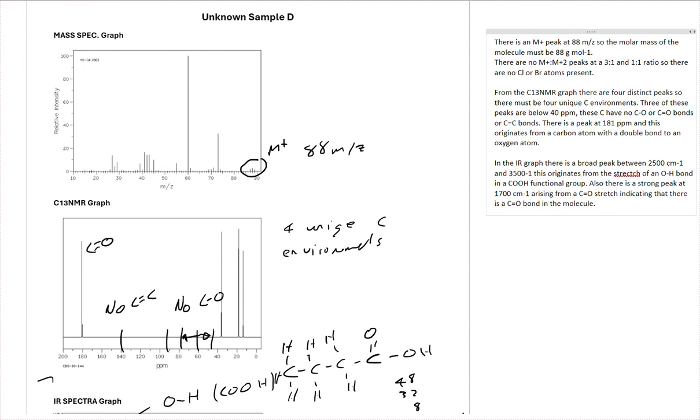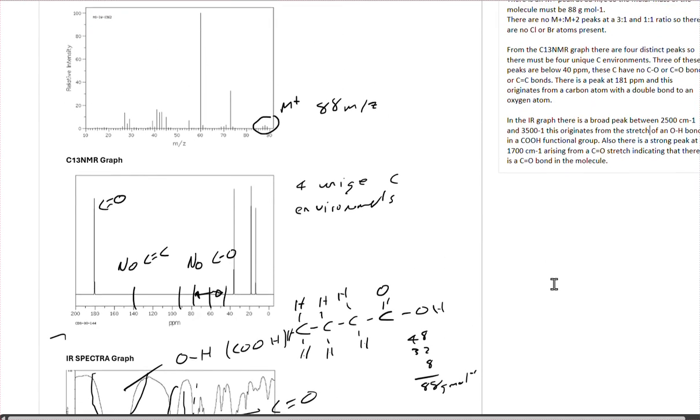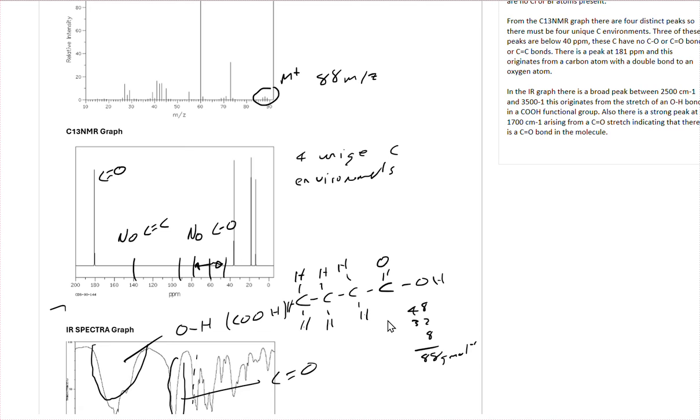Okay, so this is cool. We've got most of the information down here now. I don't think there's anything else we need to say. We're just going to summarize this. So we know that it's a carboxylic acid. We know that it has 4 carbons. So it's going to be a butanoic acid.